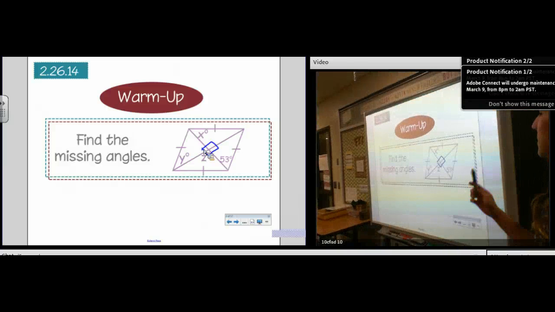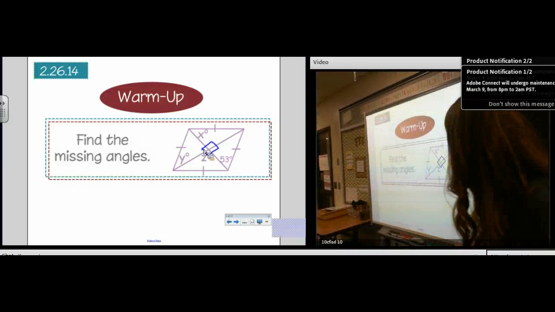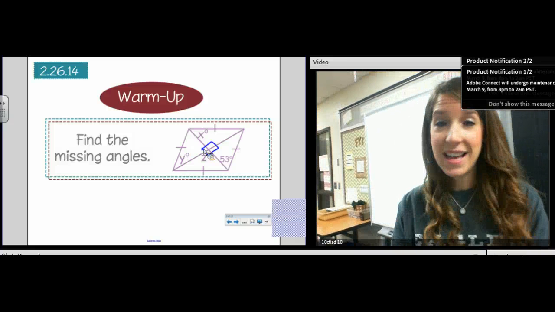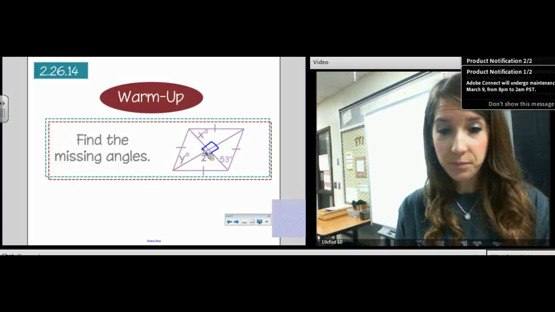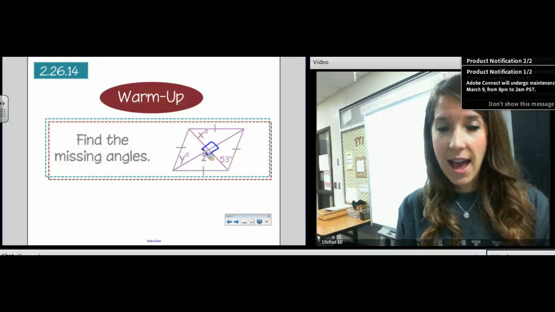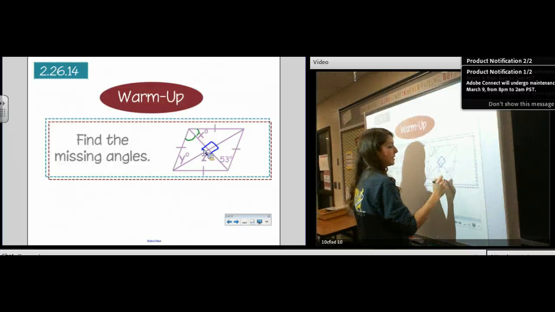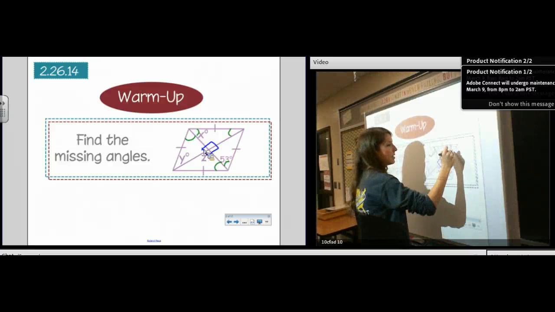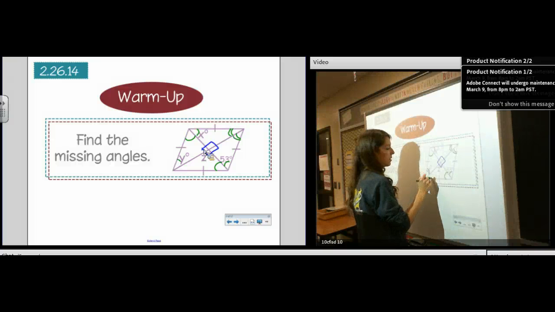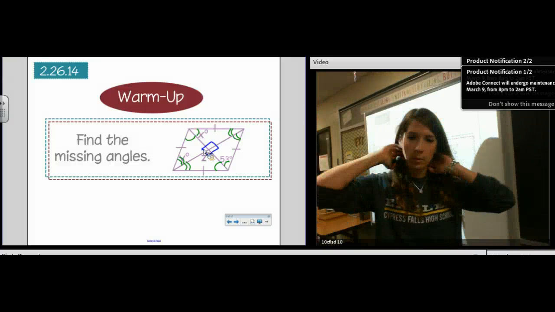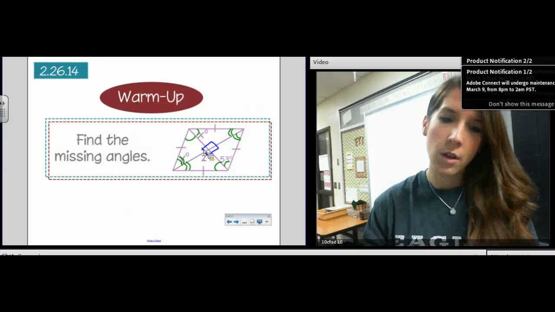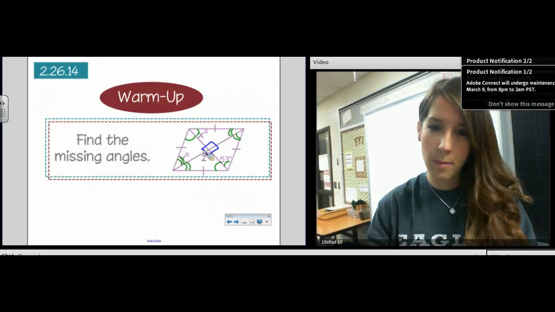Okay, diagonals are perpendicular. And then the last thing that's true about a rhombus that doesn't happen in the other 2 is that the diagonals bisect the angles. So the diagonals bisect the angles. Bisect, bisect, and then double arc, double arc, double arc, double arc. So that happens in a rhombus only.